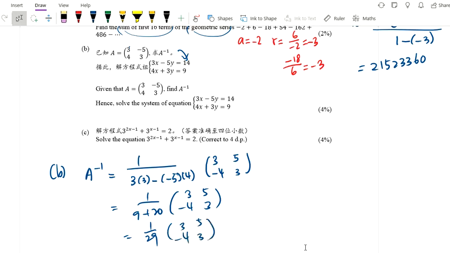And now we will solve this system of equations. So it is the matrix 3, negative 5, 4, 3, times x, y, equals to 14.